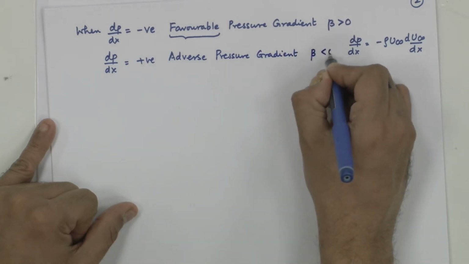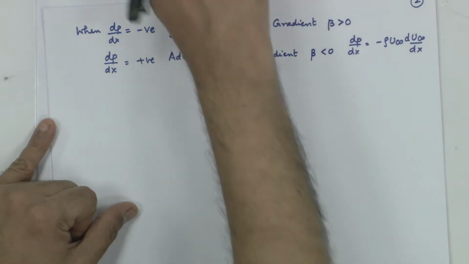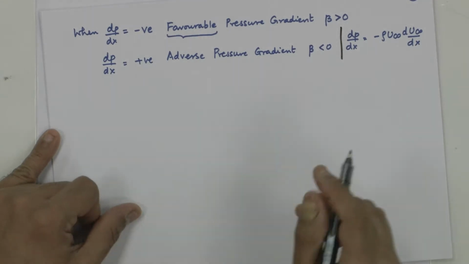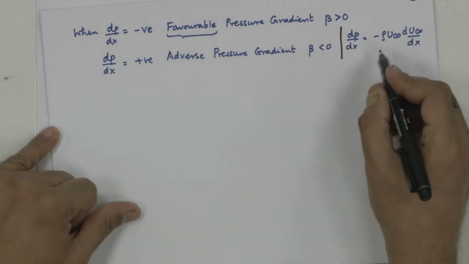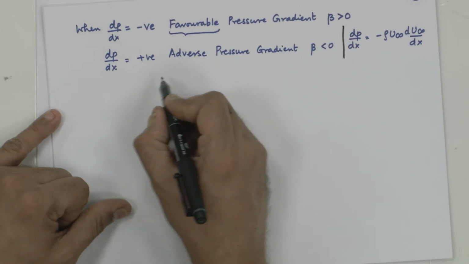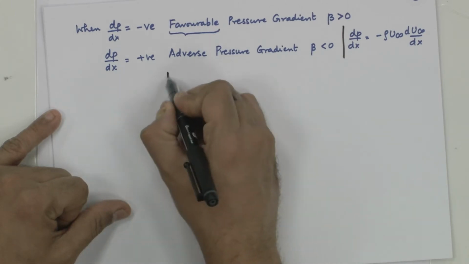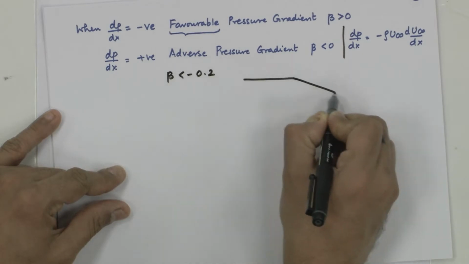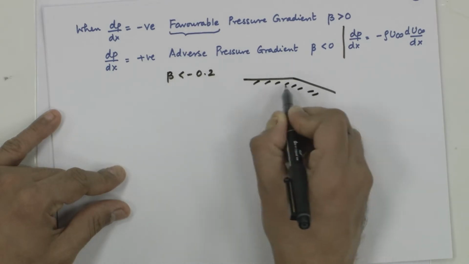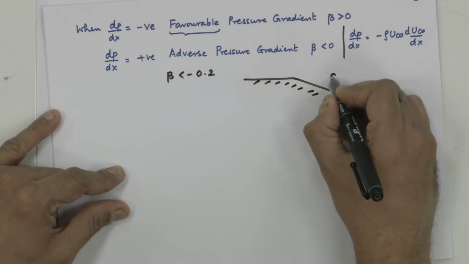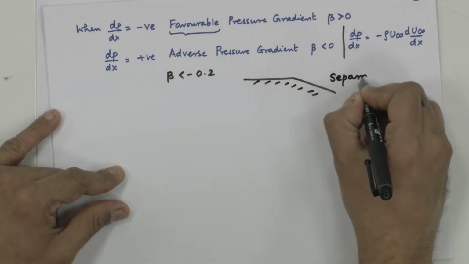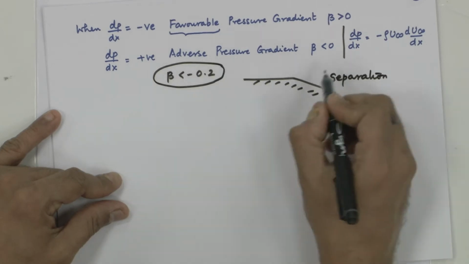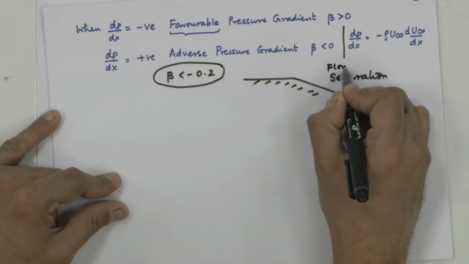Beta is negative, and therefore, in your case where beta is less than minus 0.2, this would lead to flow separation. Beta less than minus 0.2, flow separation will occur.